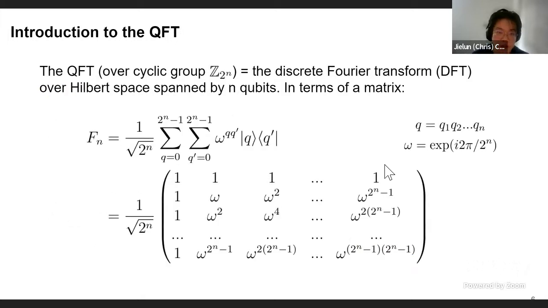When we talk about the Quantum Fourier Transform, we usually mean over the cyclic group Z up to the power of n, which is essentially the discrete Fourier transform over the Hilbert space spanned by n qubits. In terms of a matrix, this is exactly the discrete Fourier transform matrix, where this omega here is the phase depending on the number of qubits. And in this bracket notation, q is a bit string formed by n qubits.